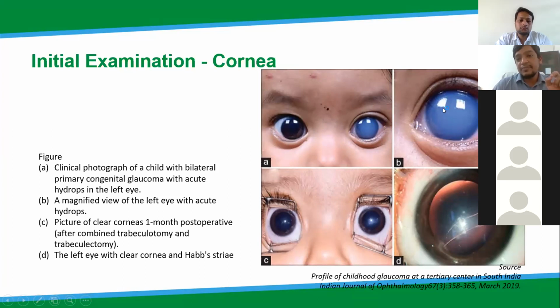So again, this figure B is the magnified picture of this clouded cornea. And this is again a picture of this same child, after treatment. Picture C is 1 month post-operative, after 3 months. Once the child is operated on, the cornea gets clear because the pressure gets reduced. So here the Haab's striae that you see in this eye are normally not visible in torchlight examination, but when you look with the slit lamp, you will see these Haab's striae.